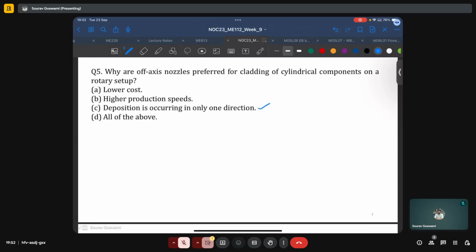The production speeds need not necessarily be higher, and the costs may be expected to be lower. But if we are to give only one answer, it will be that the deposition is occurring only in one direction, which facilitates the use of off-axis nozzles. With the increased commercialization and development of new technologies, the difference in cost between an off-axis nozzle and, say, a coaxial nozzle or discrete coaxial or even other types of nozzles may not be very large. But the definitive advantage is that the deposition is occurring in only one direction, so a front feeding type configuration may be suitable.